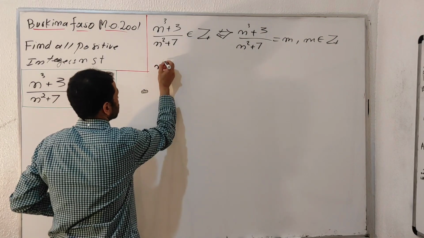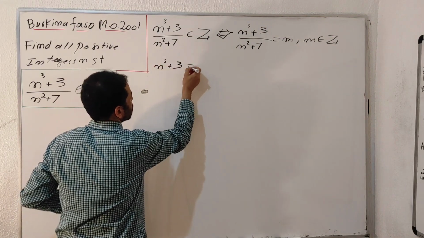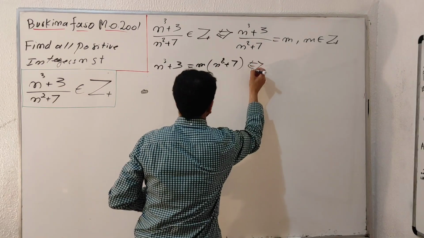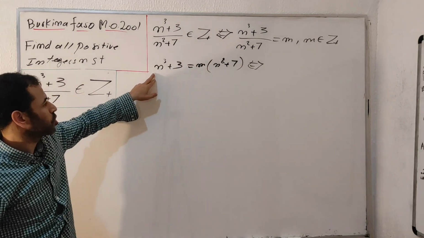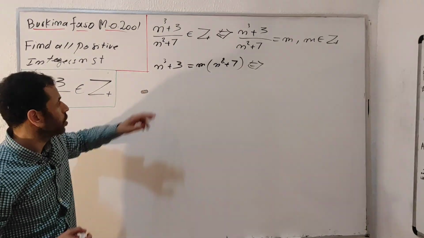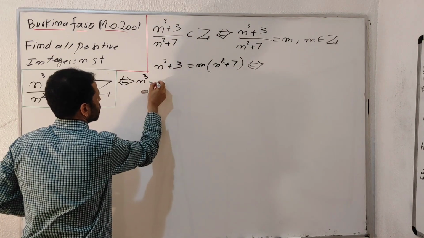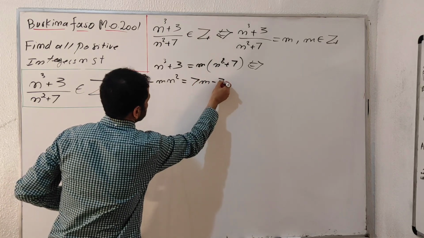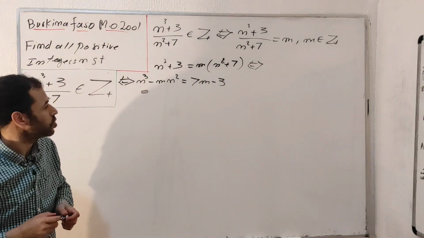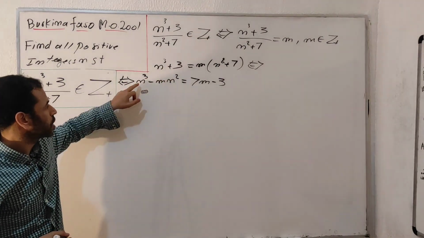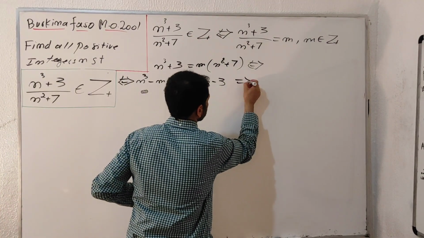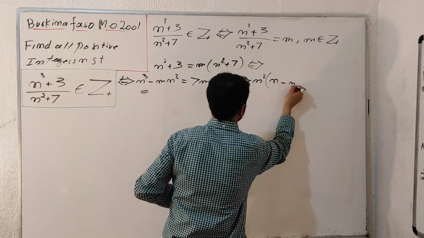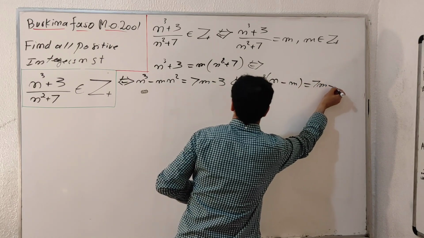So we have n cubed plus 3 equals m multiplied by (n squared plus 7). I'm going to take the n terms to the left hand side of this equation, where we have n squared as a common factor. So I will have n cubed minus m multiplied by n squared equals 7m minus 3, by taking the number 3 to the right hand side. Now I'm going to take n squared as a common multiplier, so I will have n squared multiplied by (n minus m) equals 7m minus 3.